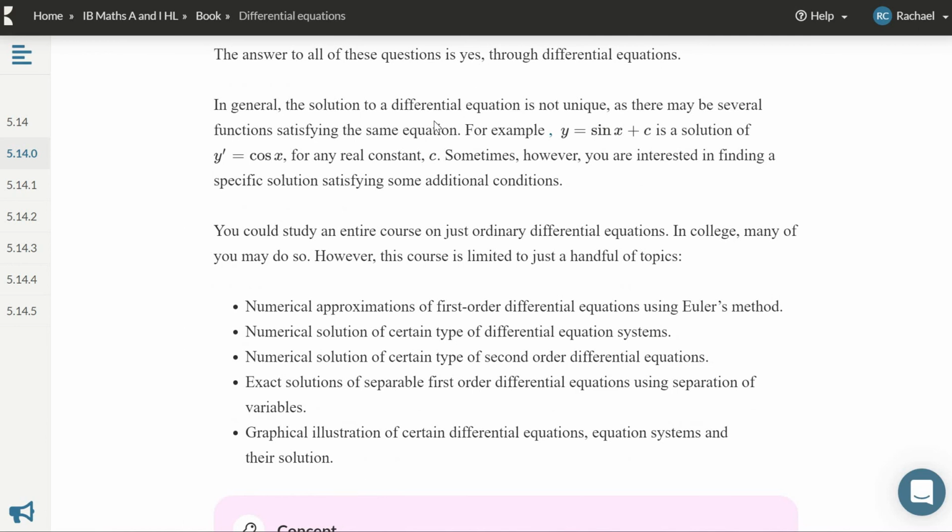In general, a solution to a differential equation is not unique. There may be several functions satisfying the same equation. For example, y equals sine x plus c is a solution of y prime equals cosine x for any real constant c. Remember, when we are dealing with indefinite integrals, there's always that plus c. So there are different solutions that could satisfy it, depending on an initial condition that they may provide you.